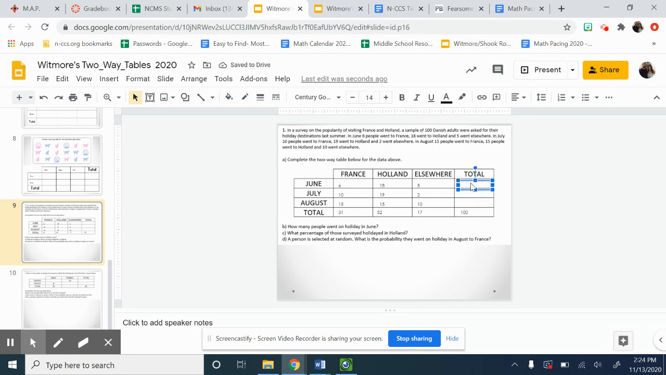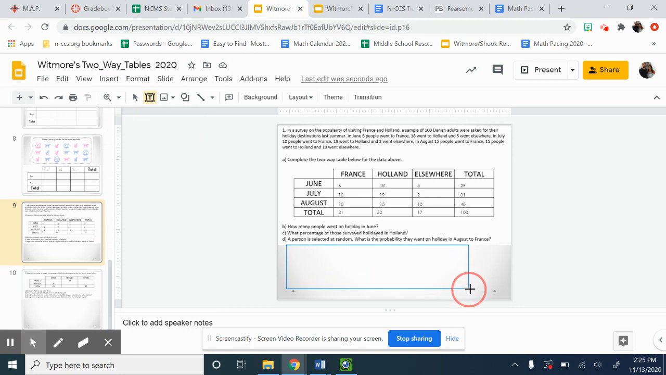Now let's see how many people traveled in June. You'll say 6 plus 18 plus 5. 29 people traveled in June. 10 plus 19 plus 2. 31 people traveled in July. 15 plus 15 plus 10. 40 people traveled in August.